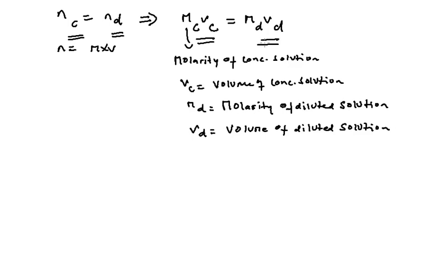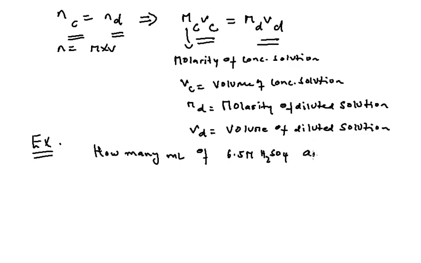Having this formula, we are able to calculate some examples. So I'm going to give you one example here. Say for instance, how many milliliters of a 6.5 molarity sulfuric acid are needed to make 375 milliliters of 1.5 molarity sulfuric acid?